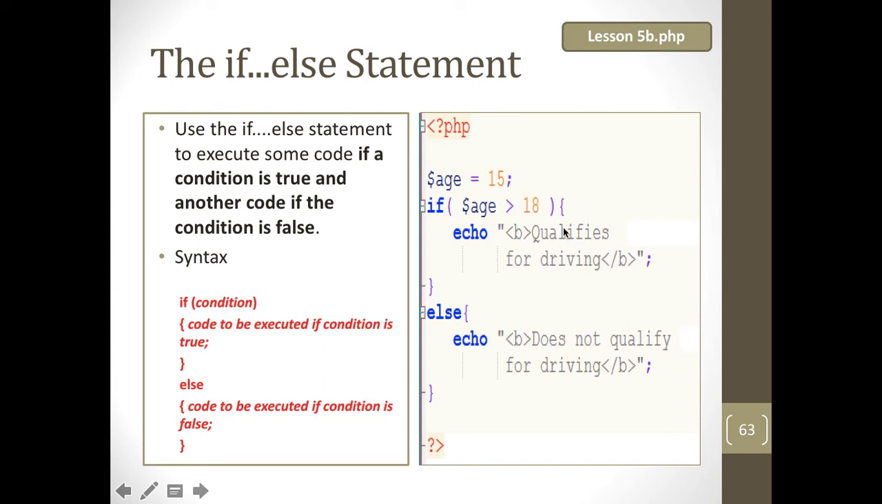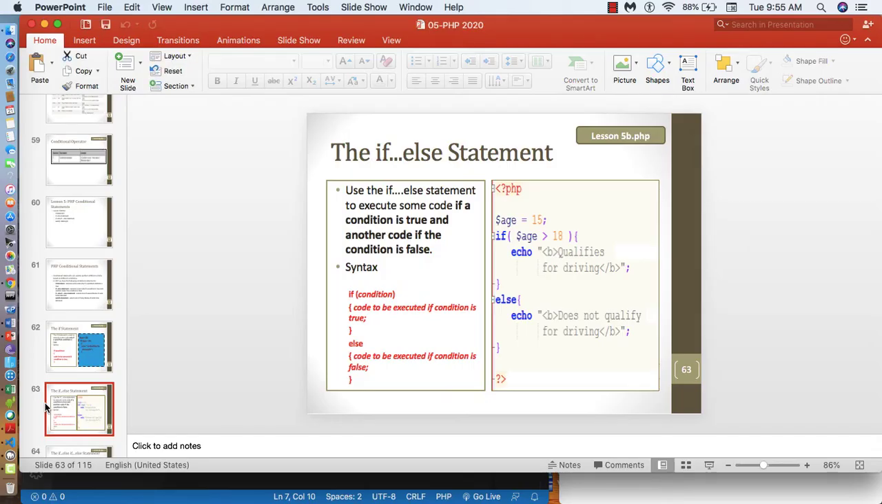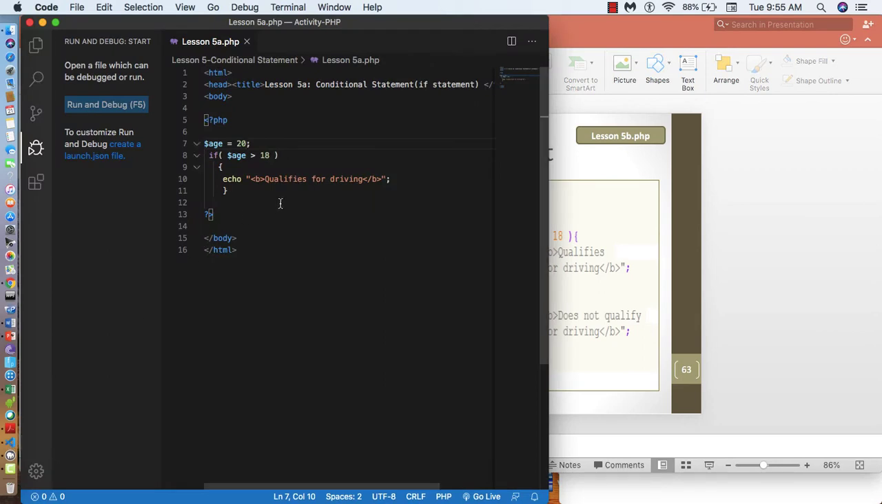In this case, this is false and this is true. So that's why it goes for "does not qualify for driving." Okay, see the source code. It's not very difficult to understand them. Let's go for the code.